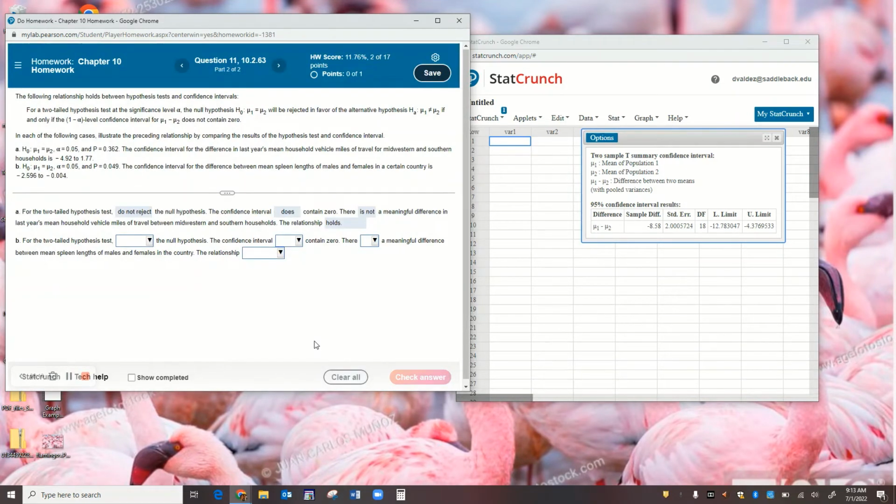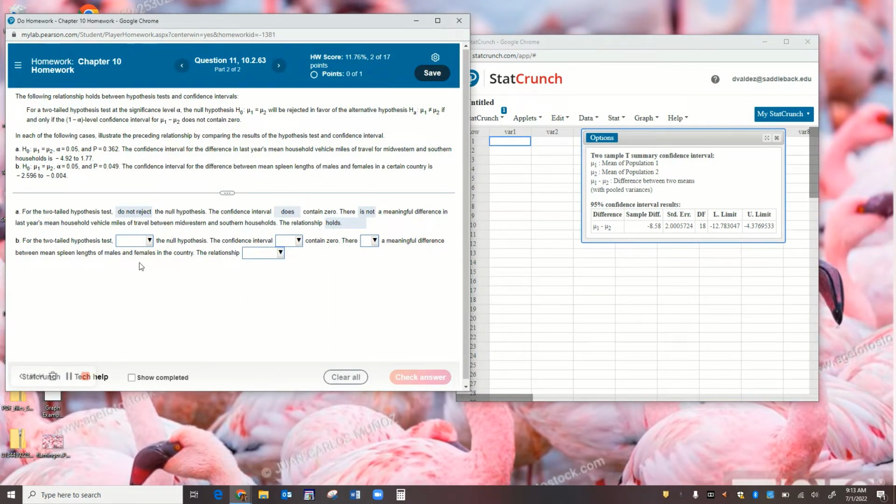Now, example B. So we're not doing anything in StatCrunch. They basically gave it all to us. So same null, alpha's 0.05, p-value. I'm not even looking at that. I don't even care what they're talking about, these spleen lengths. No, I'm looking right here at these numbers for the confidence interval. Negative 2.596 to negative 0.004. Those are both negative. So that means 0 is not contained in that interval.